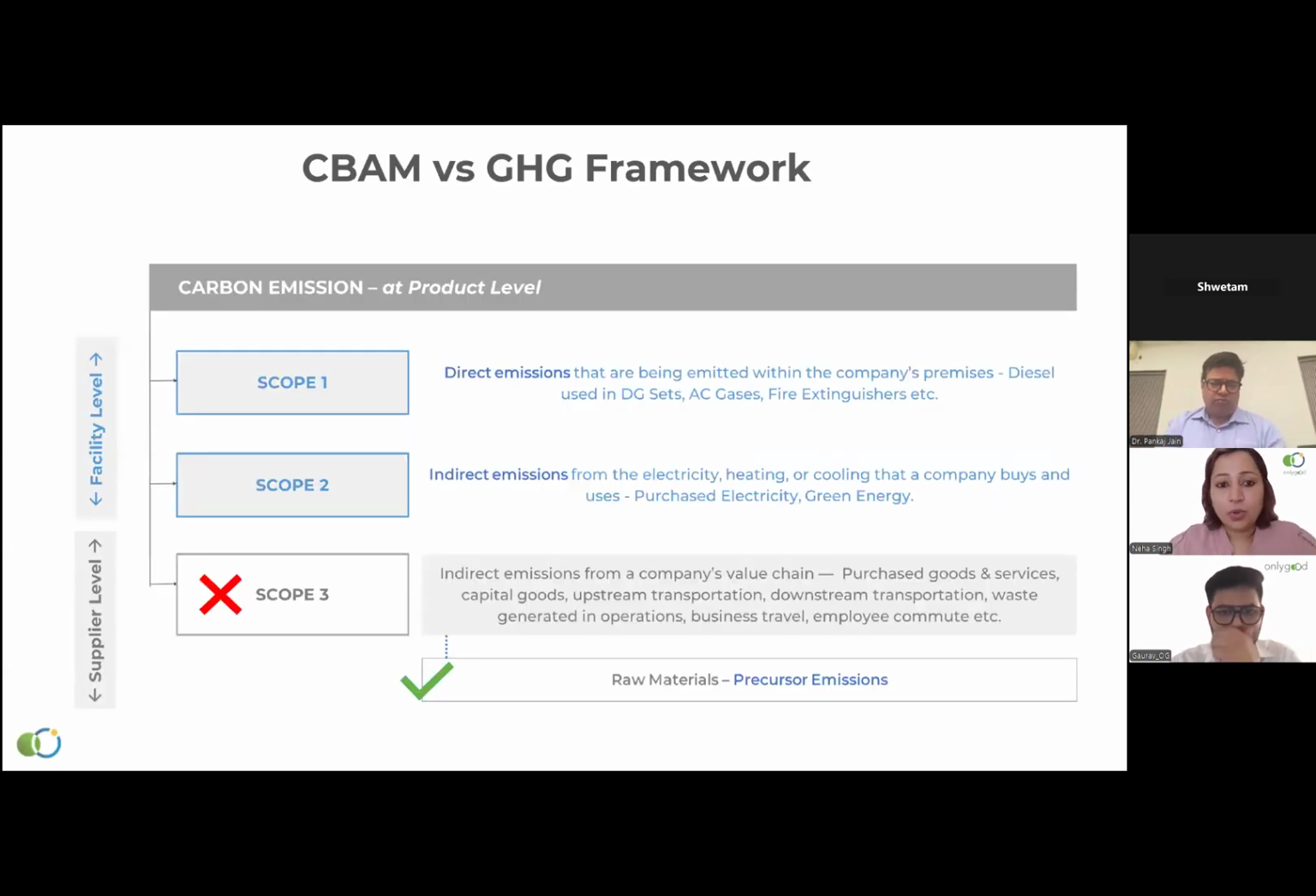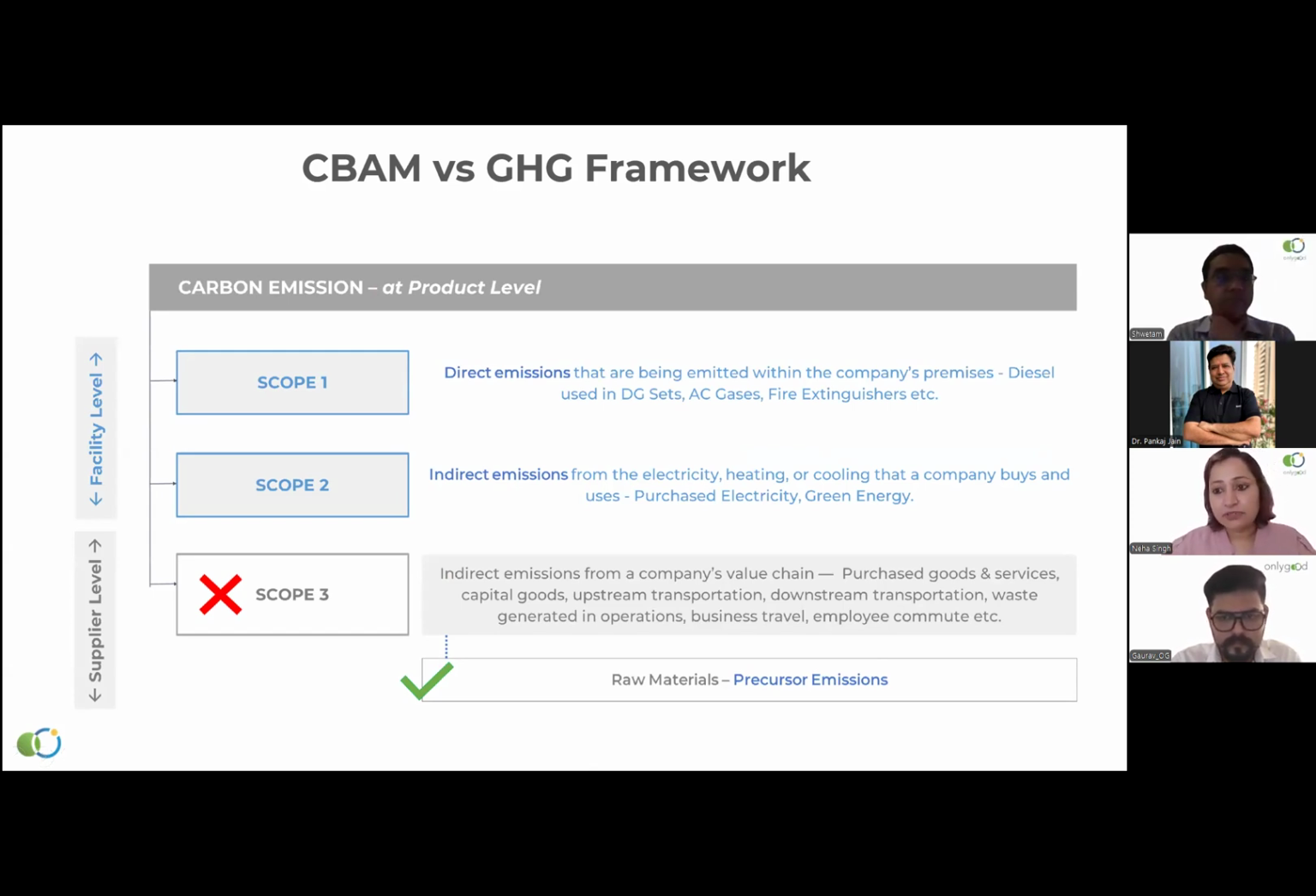Now, to understand CBAM, I wanted to take a step back and take everyone back to something more familiar, like the GHG framework. I'm hoping that people are more familiar with the scope 1, scope 2, scope 3 kind of data that we are already working on and collecting as part of the GHG framework. Let's try to map it back to what is required from the CBAM perspective.